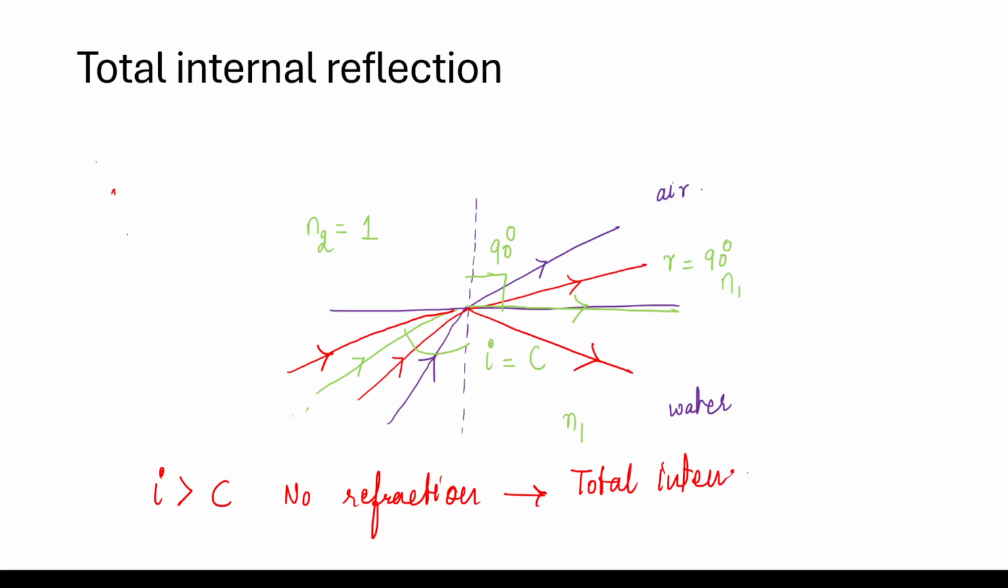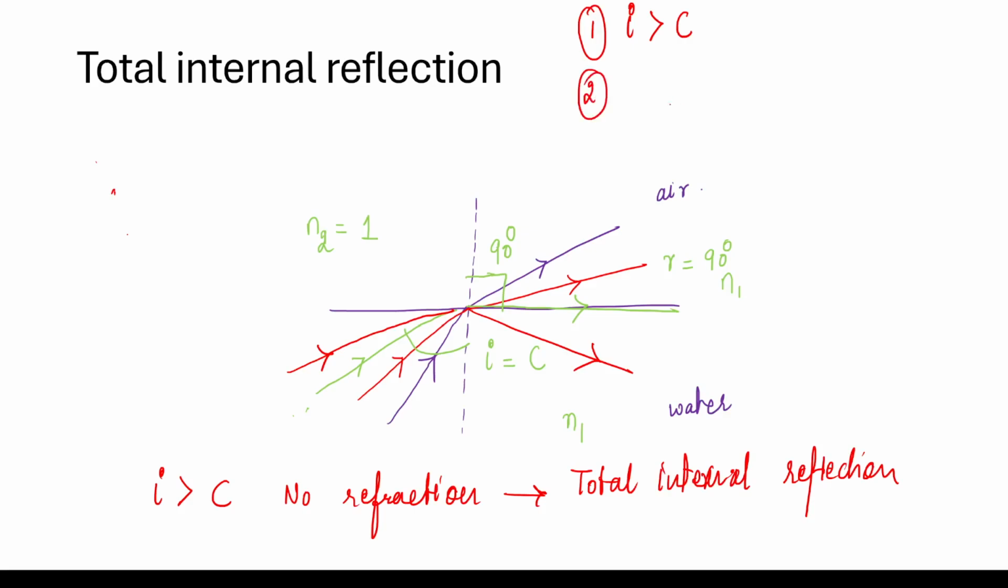Okay, now what's the condition for total internal reflection? First, I should be greater than C. If I is not greater than C, light will not come back to the same medium. So that's the first condition: the angle of incidence should be greater than the critical angle.